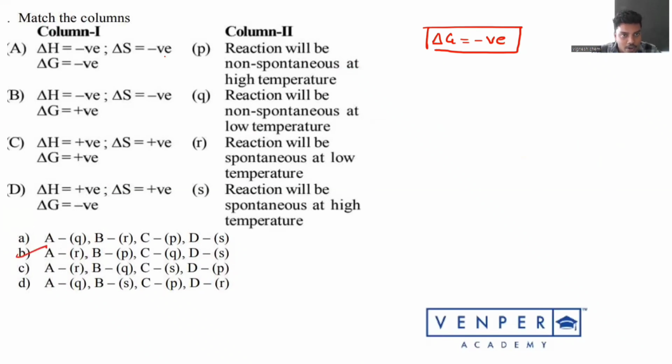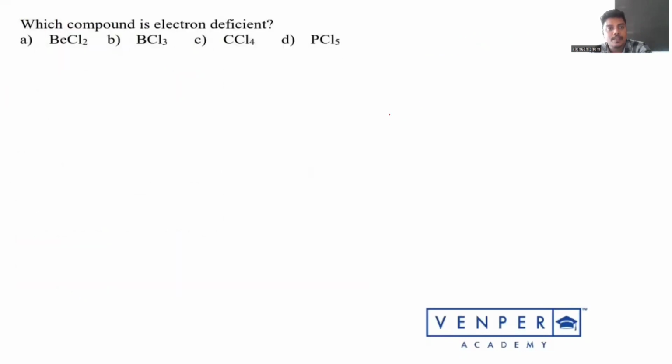A is R. Please note, B can be P, and C is Q, and D is S. Okay, it's a direct application. We can apply the direct formula and we get the answer. Okay, I go with the next question.